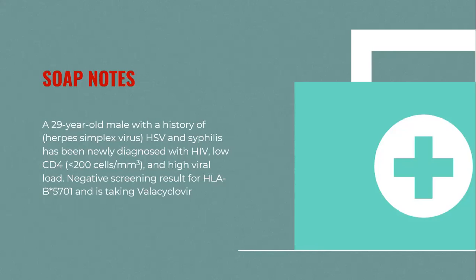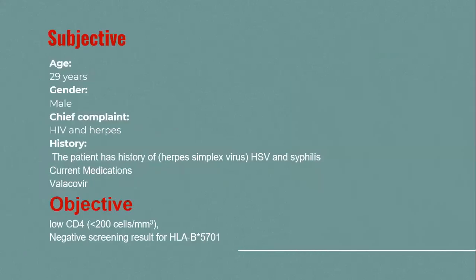In SOAP notes, a 29-year-old male with a history of herpes simplex virus, HSV, and syphilis has been newly diagnosed with HIV. There is a negative screening result for HLA-B*5701, and he is taking valacyclovir. The chief complaint includes HIV and herpes, and the history is that the patient has herpes and syphilis.